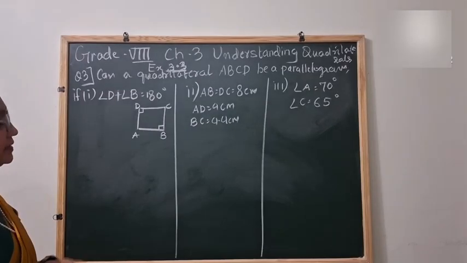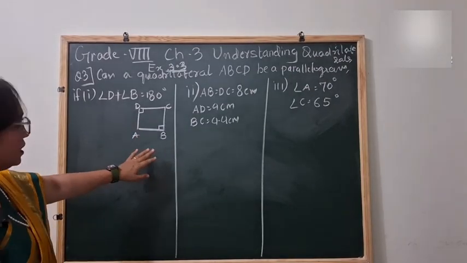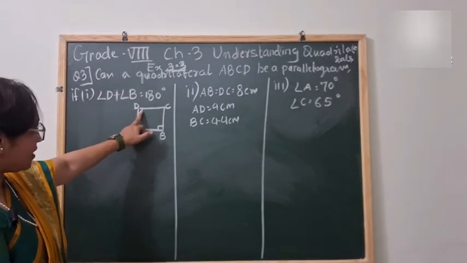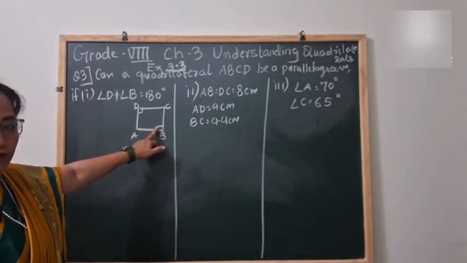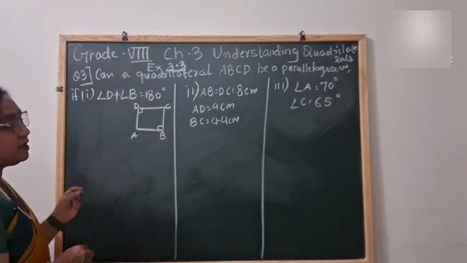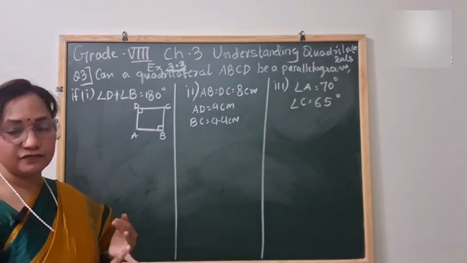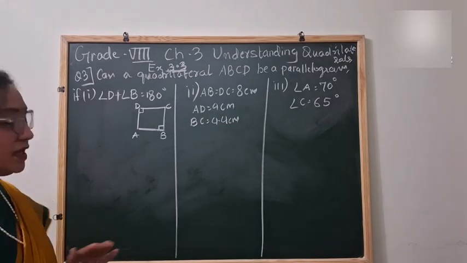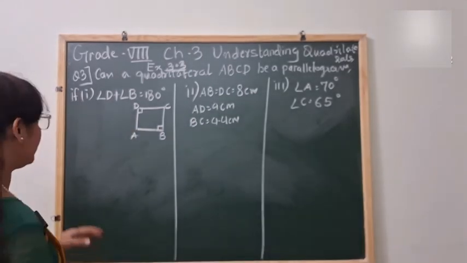Now, a square is also one of the quadrilaterals. If I take this square, I have all the angles as 90 degrees, so the sum of these two angles will be 180. So it is possible, yes. But we can also mention that there are a few more conditions which should be satisfied. For example, opposite angles should be equal and the sum of adjacent angles should be 180. Okay, so you can write yes.